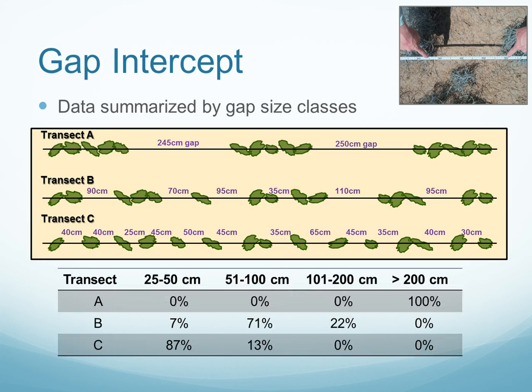If we analyze this, we would report that 100% of the gaps in transect A were in the largest gap class, which is greater than 200 centimeters, and in transect C, 87% of the gaps were in the smallest size class for gaps 25 to 50 centimeters. This kind of information gives us important data to relate to vegetation structure.